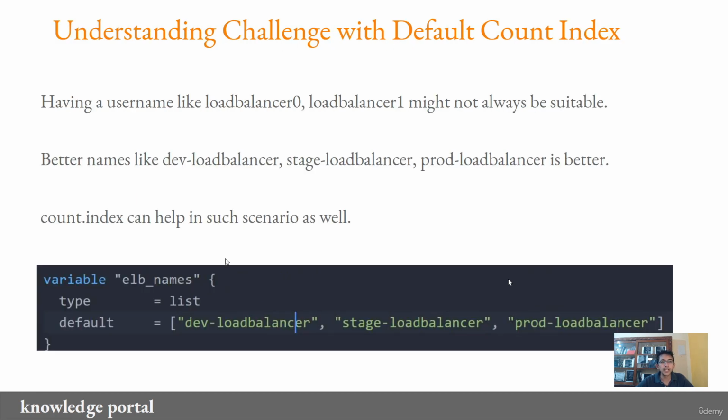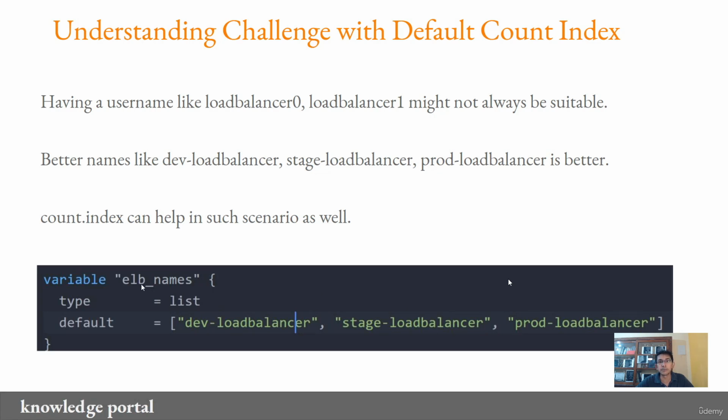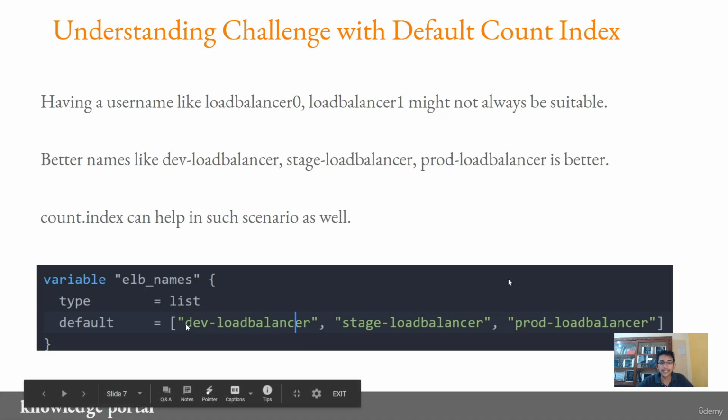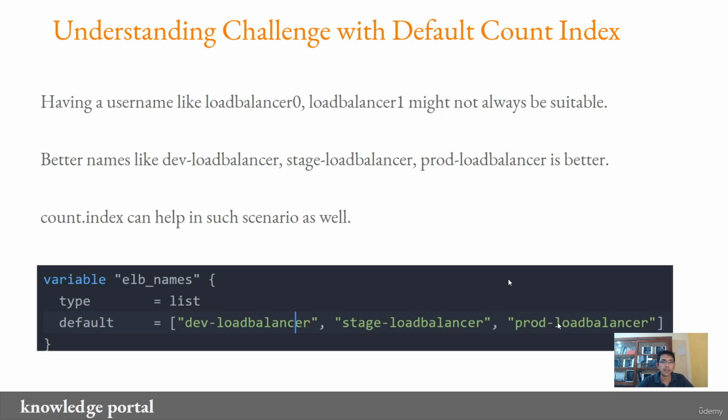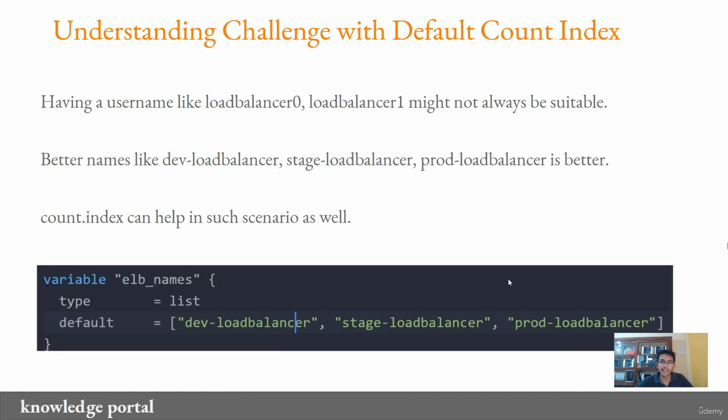So what you can do is make use of a variable. Let's say you have a variable of elb_name where you specify a list. So you have dev load balancer, stage load balancer, prod load balancer. And then you can do a count.index on this specific variable. So on the first iteration, the count.index will have a value of dev load balancer. On the second iteration, it will have a value of stage. On the third, it will have a value of prod and so on. This is a really great aspect and is much better than just doing a plain iteration based on count. So let's look into it in a practical way as well.